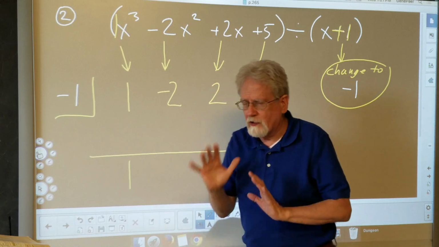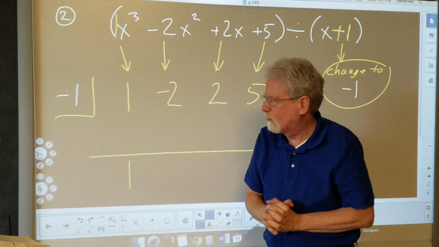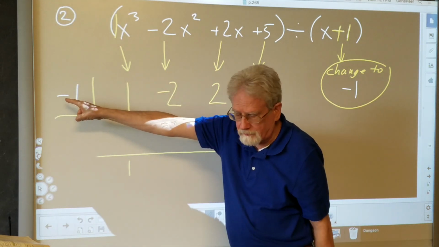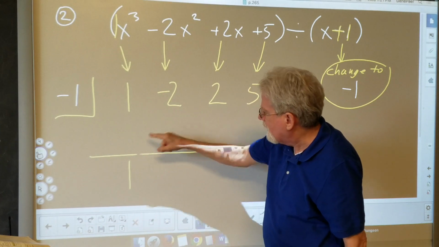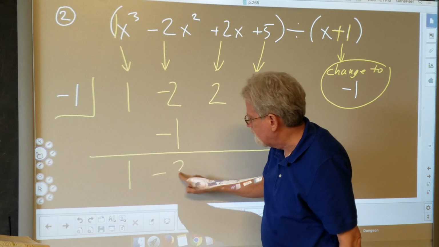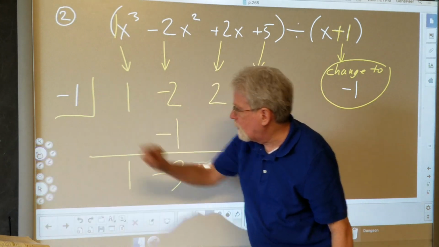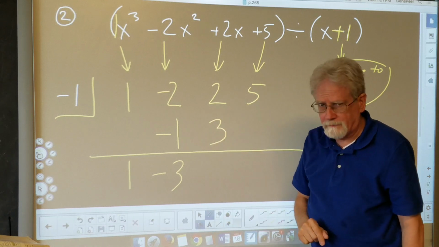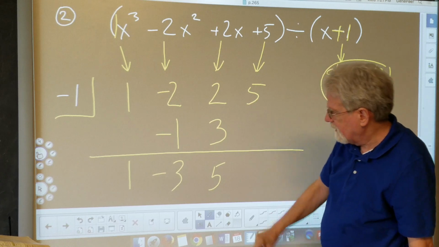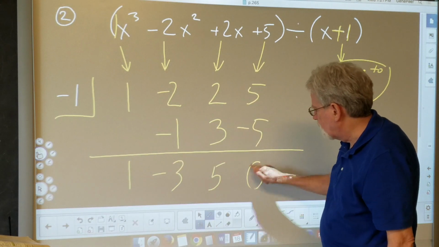At that point, I call this prepping the patient. The patient is now prepped. Now we dive into the actual procedure. You take this guy you just brought down, multiply by -1. We go diagonally and put 1 times -1 here. We now add, get -3. Then repeat. -3 times -1 being +3, put it here. We add, that's 5. Always add. It's 5 times -1 is -5. Add. We of course get 0.